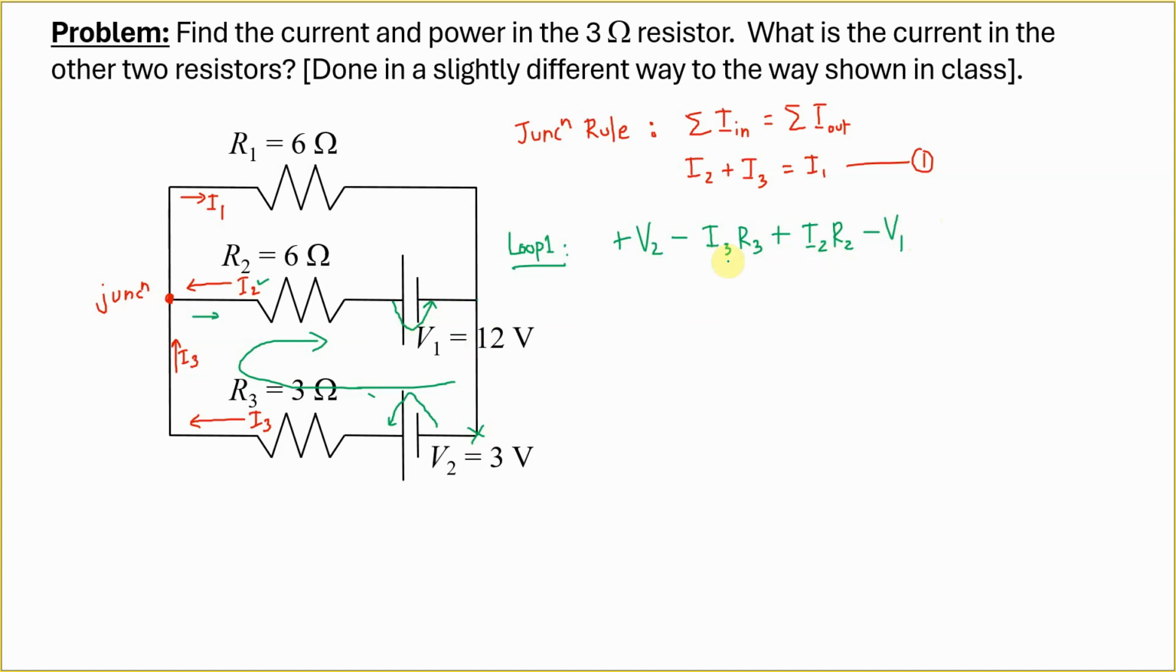And Kirchhoff says that all of these must sum up to 0. Okay? So let's rearrange this a little bit to make it look nice. We make the currents in the same direction. So I have I2 R2 minus I3 R3. That is equal to V1 minus V2. Okay? Alright? So that is equation 2. Alright, at this point, if anyone has questions, please let me know.